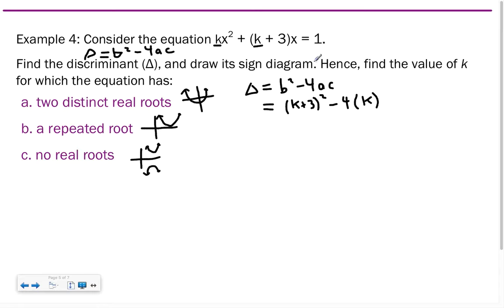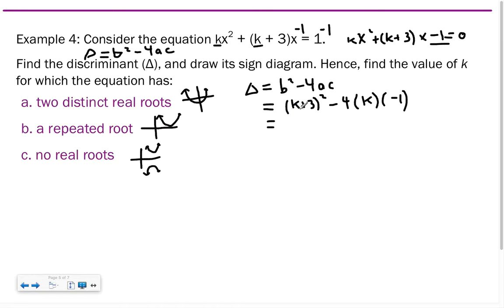And our c value. And we need to remember that this equation really needs to be in standard form in order for us to find a, b, and c. So standard form equations are always equal to 0. So we actually need to move this 1 over to the other side and set this equation equal to 0 in order to find out what c is. So now we've got kx squared plus (k plus 3) onto x, subtract 1 equals 0. And we know our c is always our constant term, or the term that doesn't change, so our c value is negative 1 here.